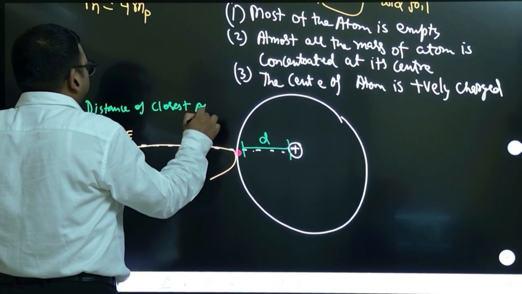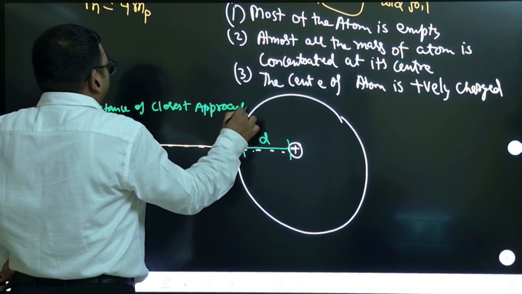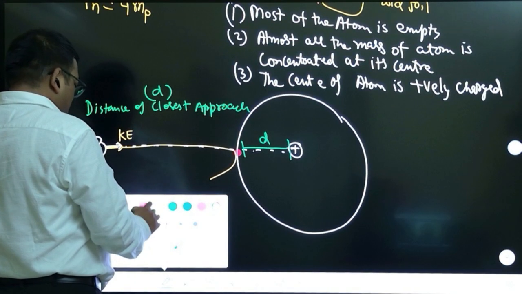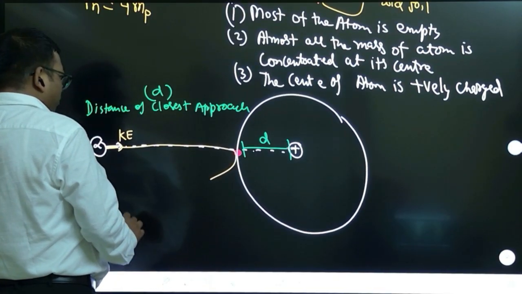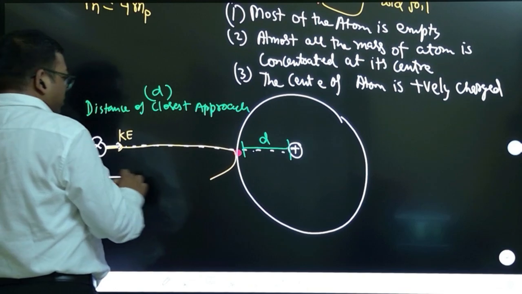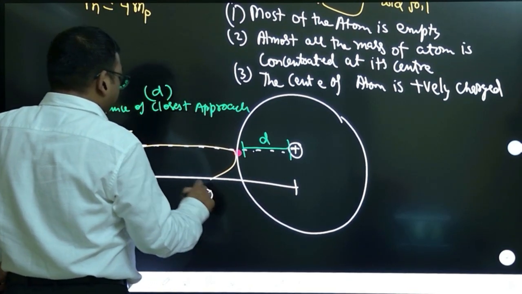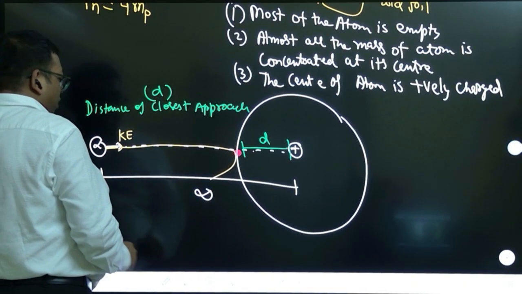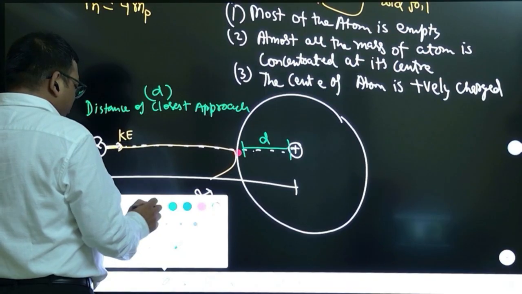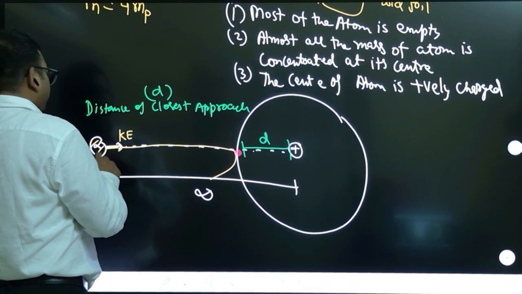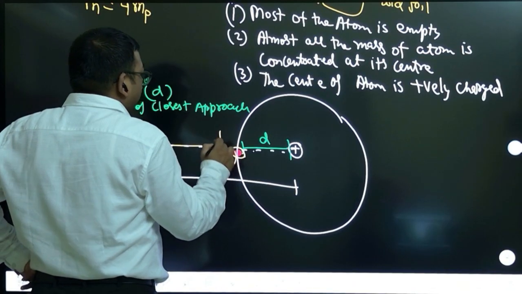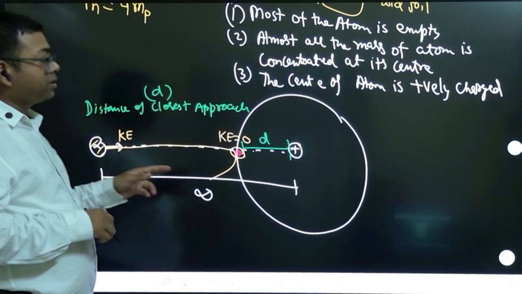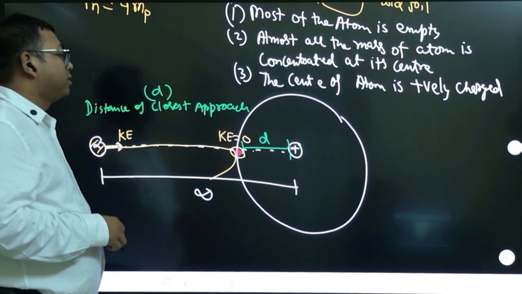The distance of closest approach, and this closest approach distance d. So we want to calculate this. First of all, the initial distance between them is infinity. Finally, that is the distance d. Initially there is kinetic energy in the alpha particle. Finally, when it stops here, it doesn't have any kinetic energy, because instantaneously it stops here and then it retraces back, right?